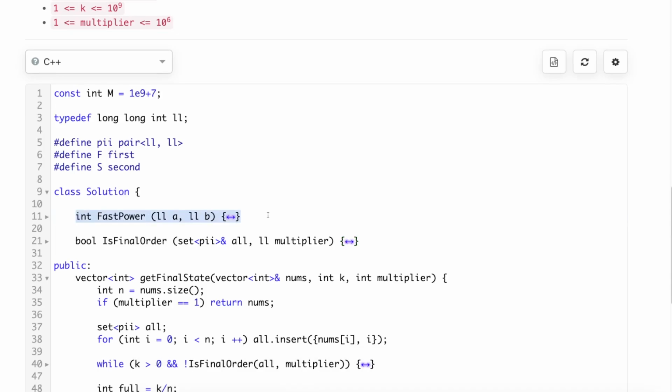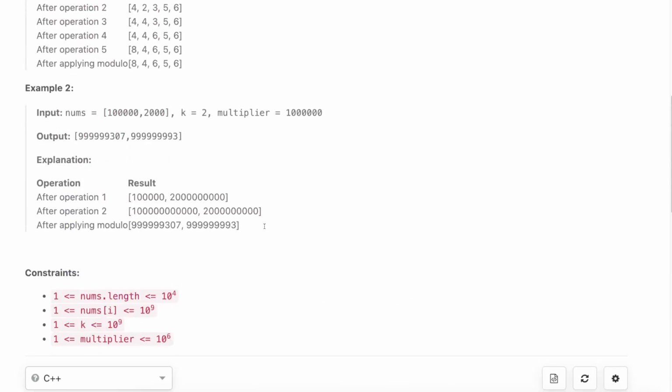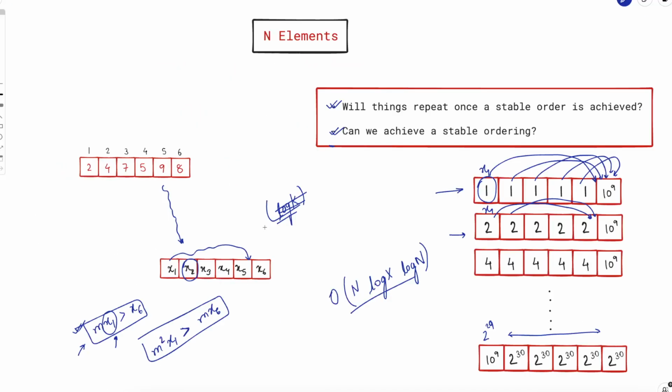And fast power, if you don't know about this, you can just copy paste this function. If you know about it, you can write this by yourself as well. So next we're looking at the code, but again, I strongly encourage you to code it and get it accepted as well, because at this point, if you're not able to get it accepted, it means something is wrong in your understanding, and you should not proceed forward without at least having a basic version of the code by yourself, right?